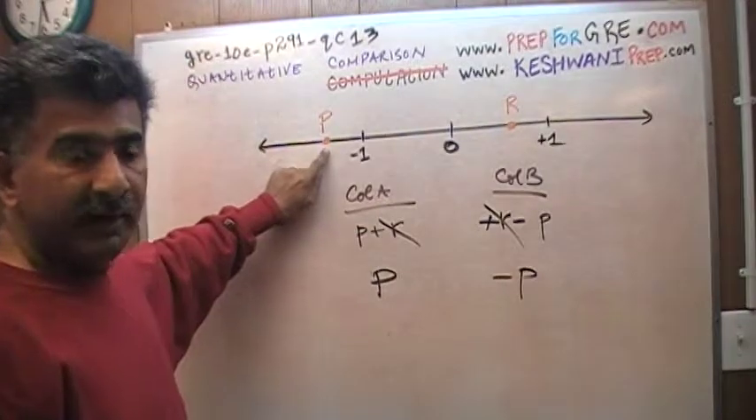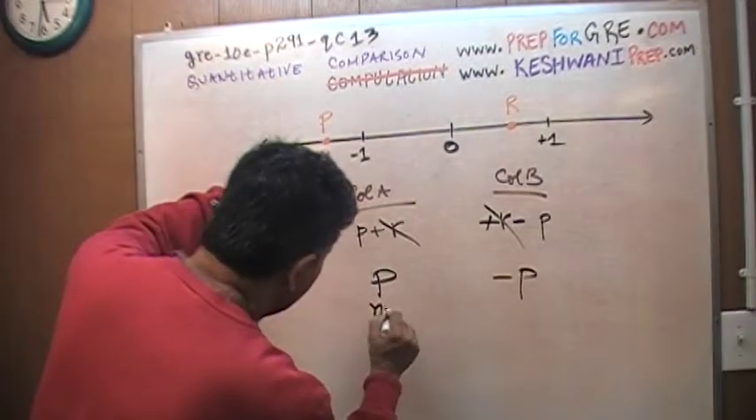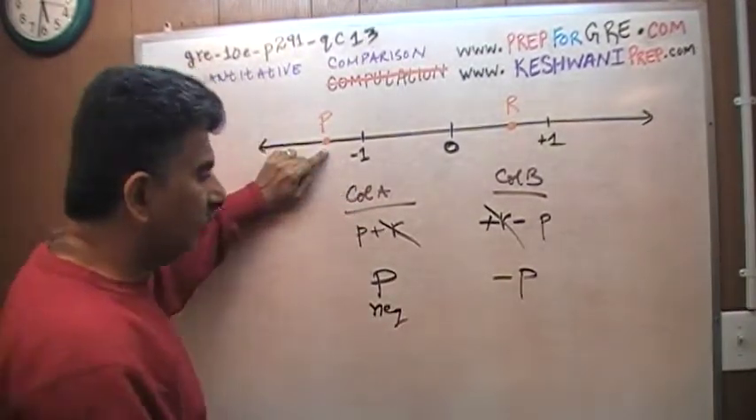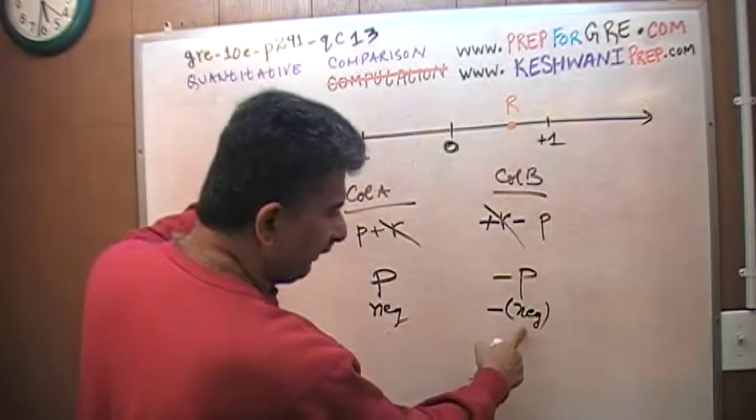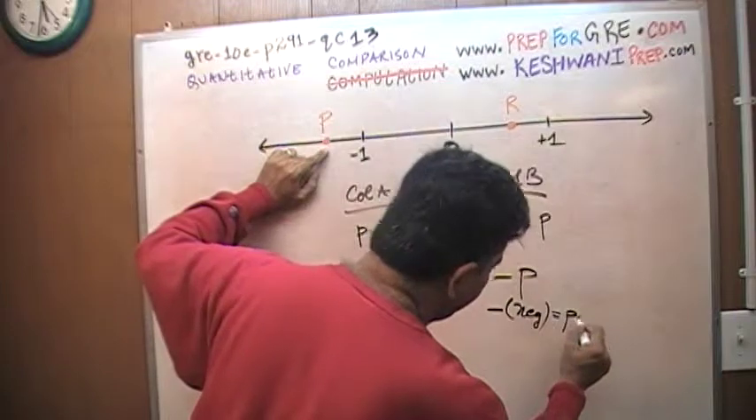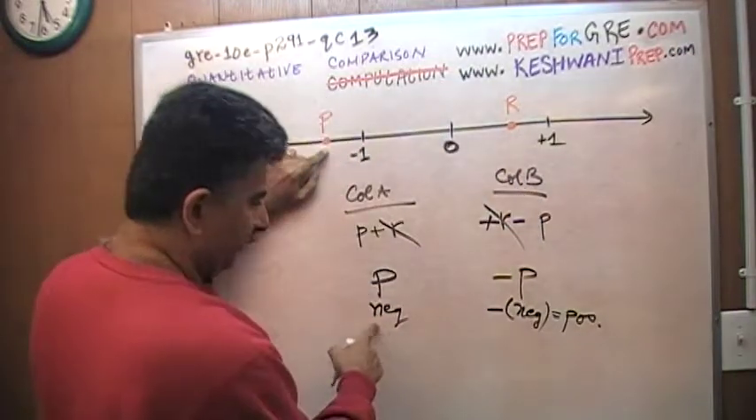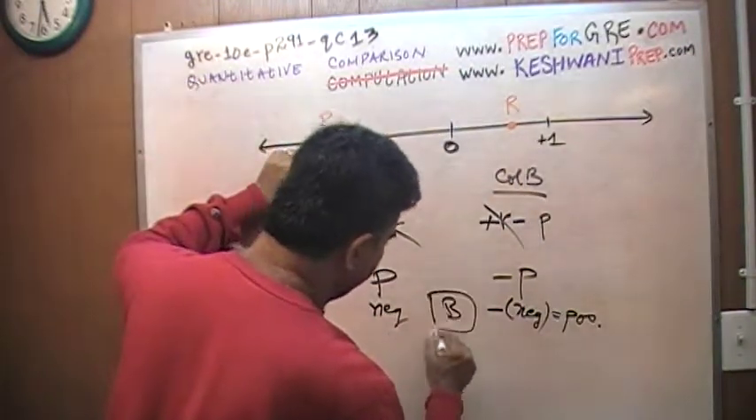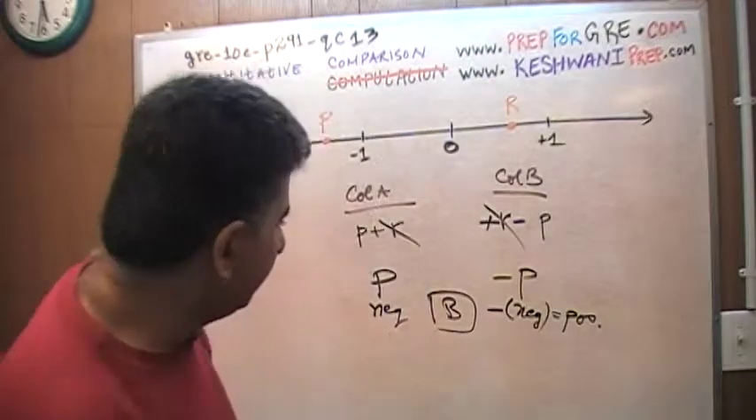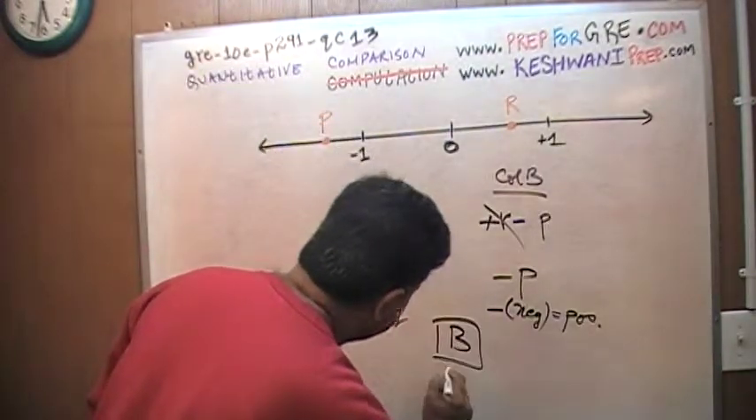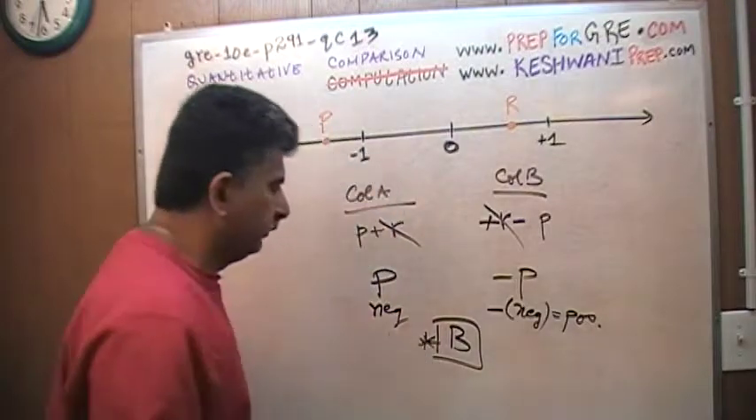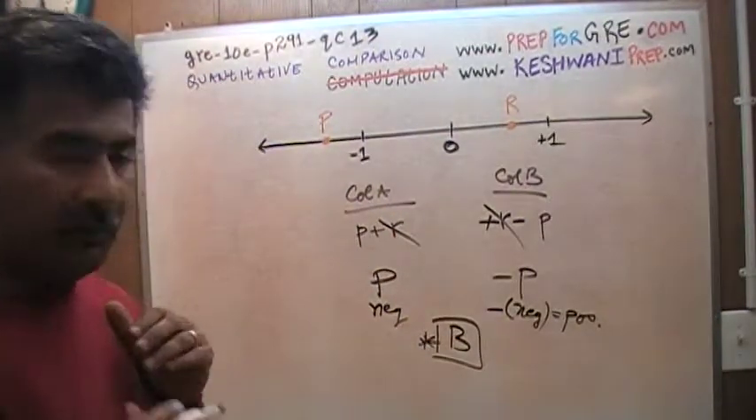P, I'm told, is negative. This quantity I know is negative. And therefore, a negative of a negative quantity is going to be positive. And positive, of course, is going to be more than negative. There you go. Answer is B. That is supposed to be my B.